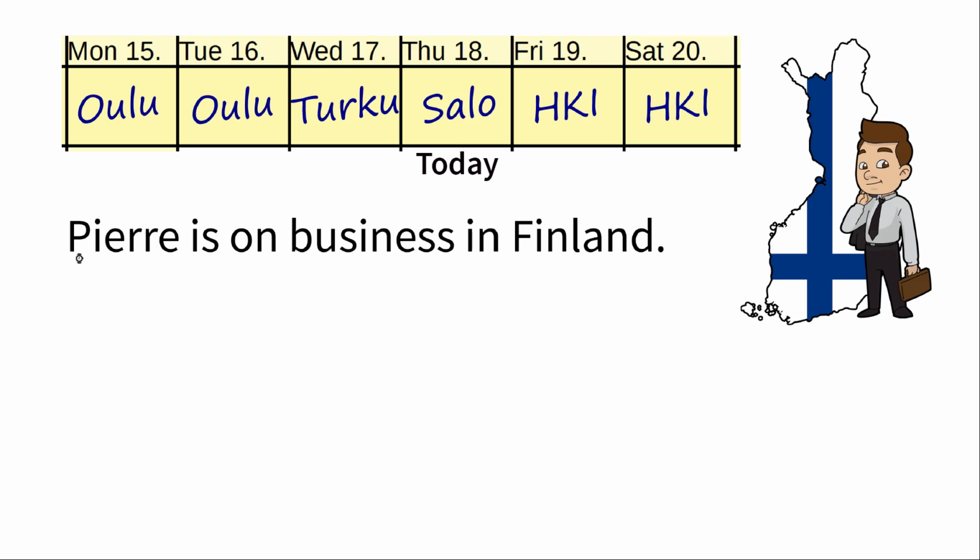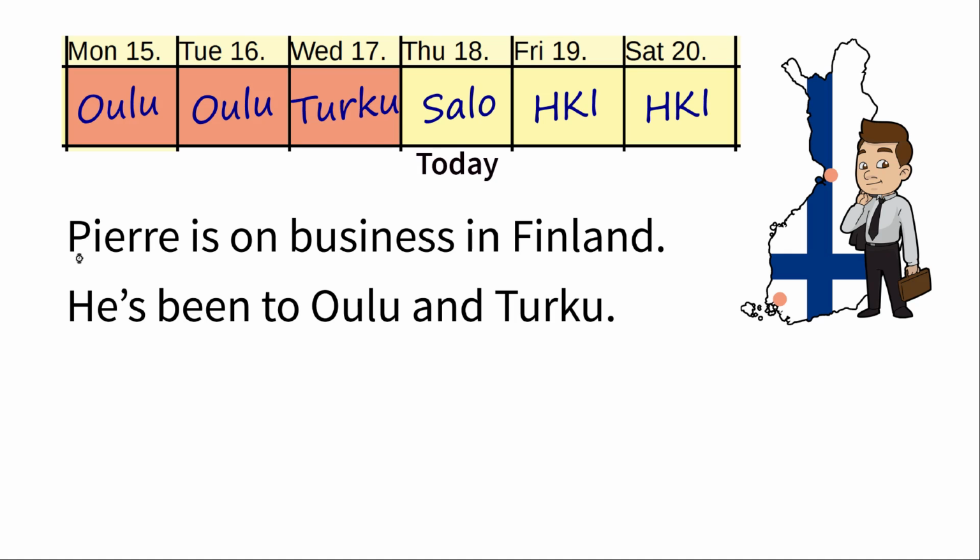Okay, let's have a look at Pierre. Pierre is a French businessman, and this week he is on business in Finland. And above we can see his schedule. We can see 5 Finnish cities, Oulu, Turku, Salo and Helsinki. And we can also see that today is Thursday.